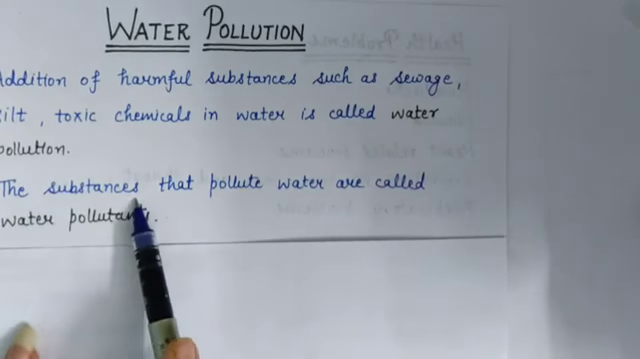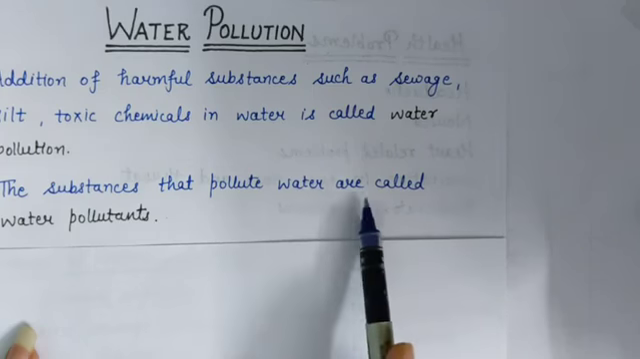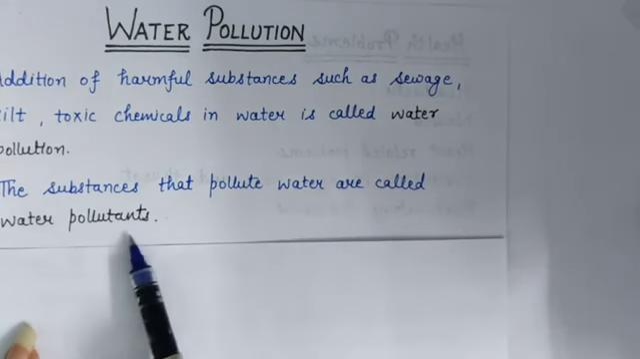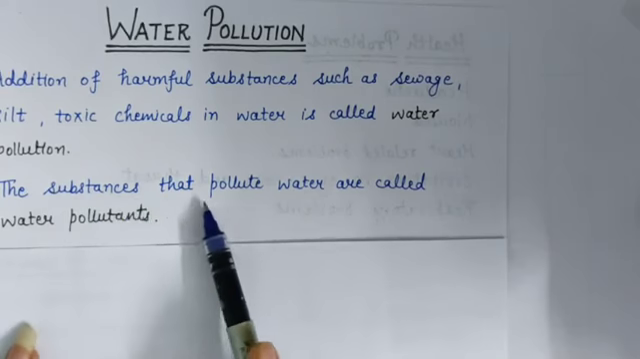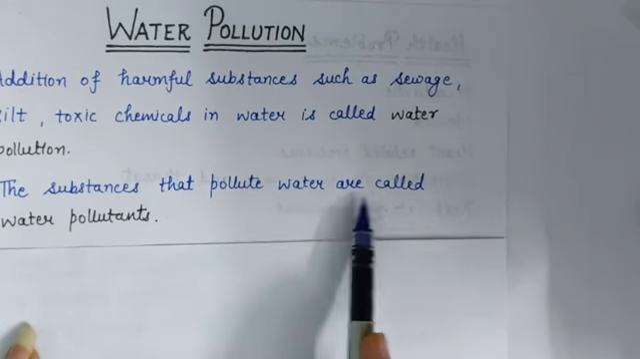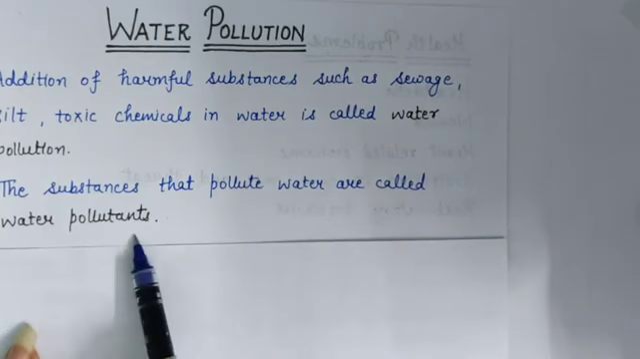And the substances that pollute water are called water pollutants. What are water pollutants? The substances that pollute water are called water pollutants.